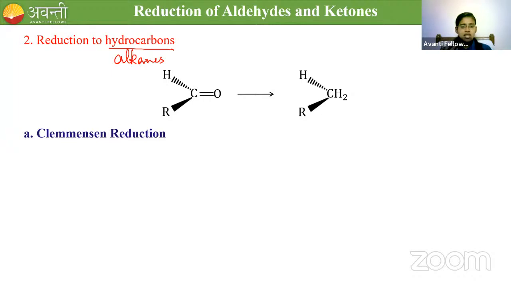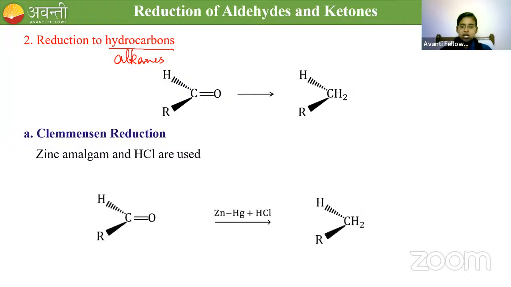Clemmensen is the name of the scientist, and they used one reagent to reduce the aldehyde to alkane, and that reagent is zinc amalgam in presence of HCl. Zinc amalgam means zinc mercury. So zinc mercury with HCl. Here, the C double bond O will be converted to CH2.